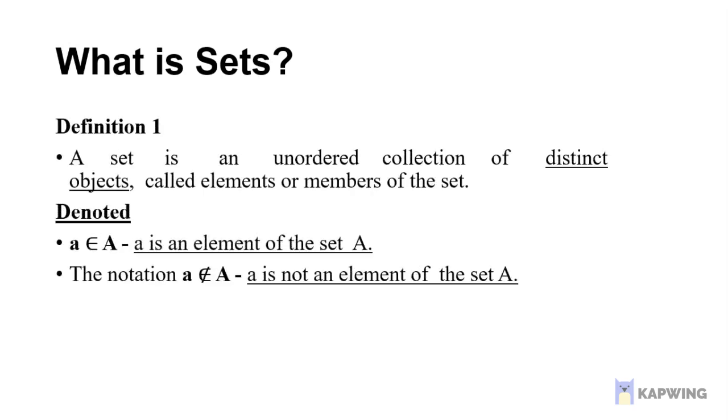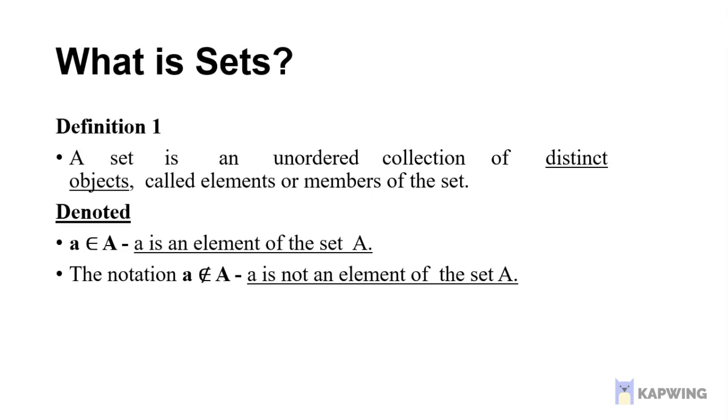So let's see the definition. A set is an unordered collection of distinct objects called elements or members of a set. As we have taken the example of the students enrolled in a college, each and every student, meaning a single student, is an element. We can say it is an element or a member of a set.